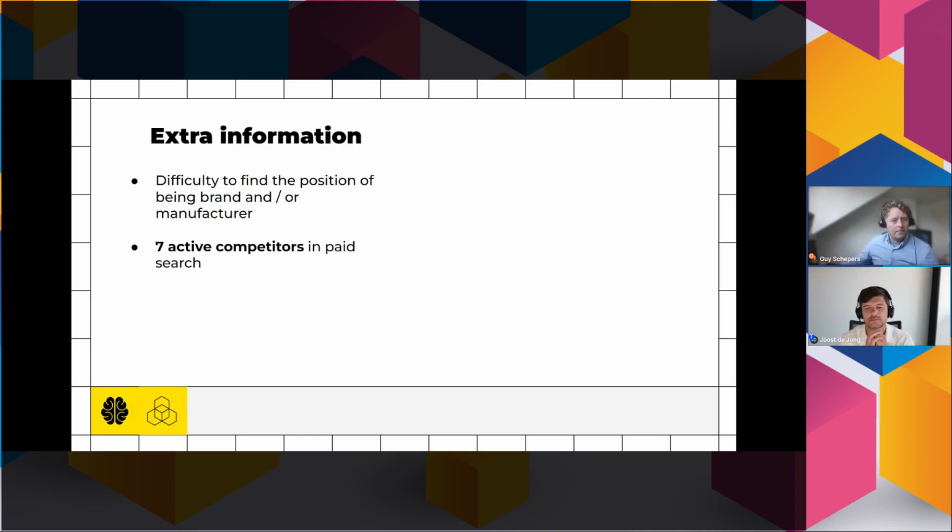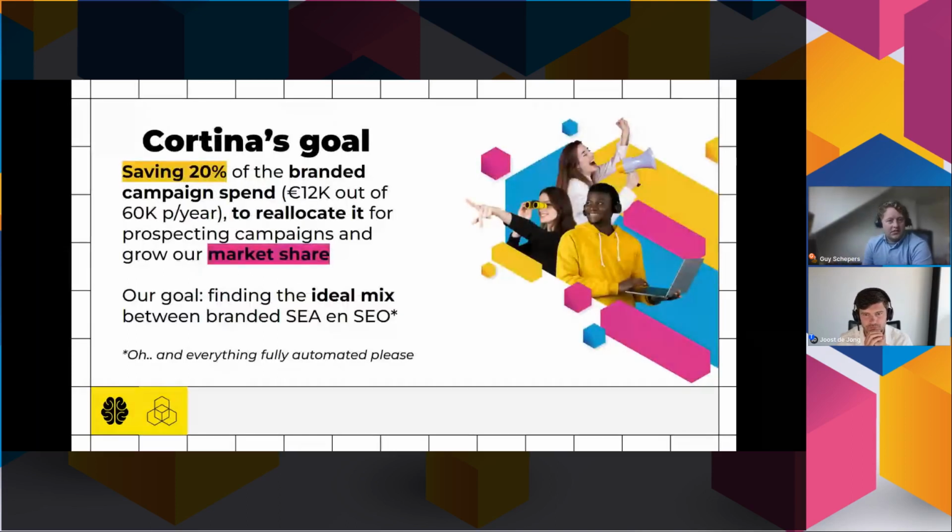So what was our goal? The goal when we asked ourselves the question was saving 20% of the branded campaign spend, which was 12,000 euros, to reallocate that money to prospecting campaigns and grow our market share even more. We would like to do that by finding the ideal mix between branded SEA and SEO. And we would love to do that fully automated. So the first part that we thought about was Channable, of course.